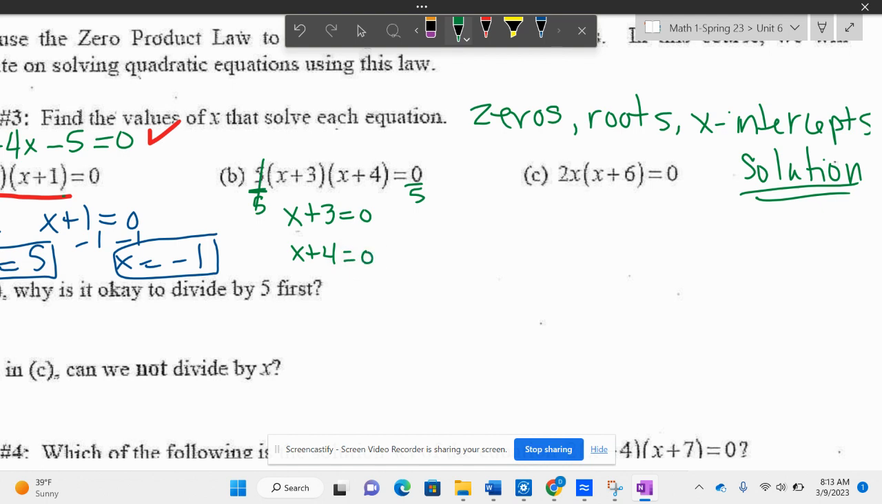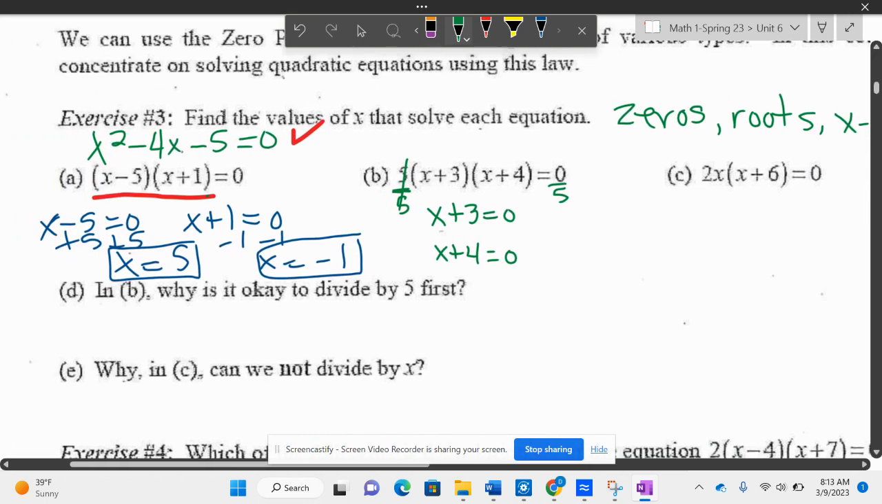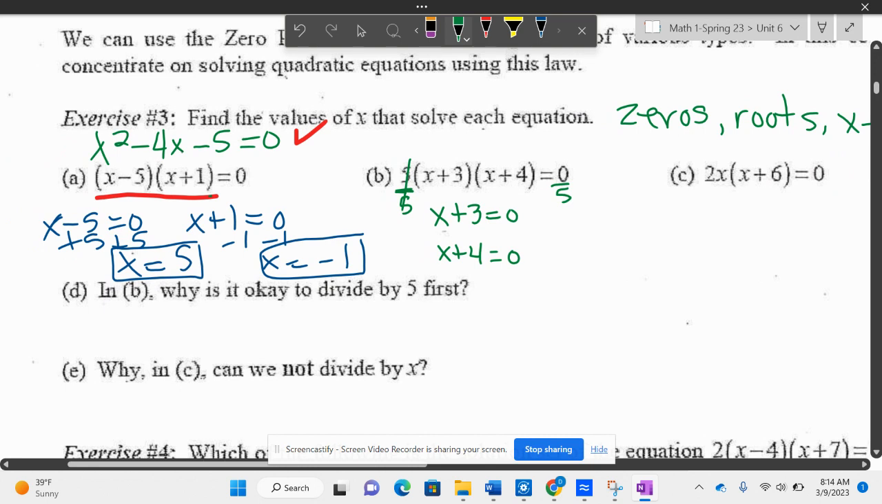Now, Reese, I'm going to put you on the spot. You said something really interesting on the last example. When we were looking at this last example and solving it, you said that they're the opposite. What do you mean by that?